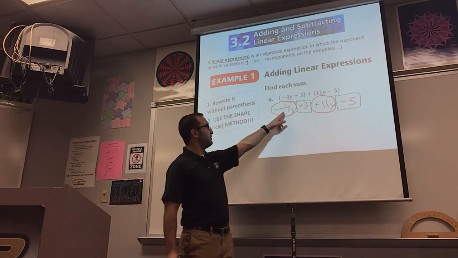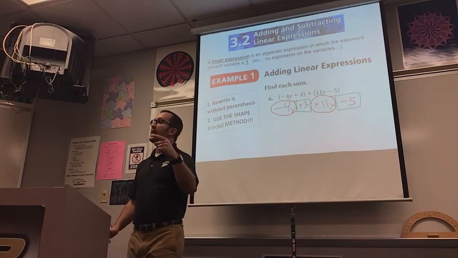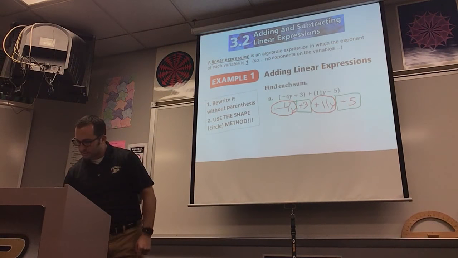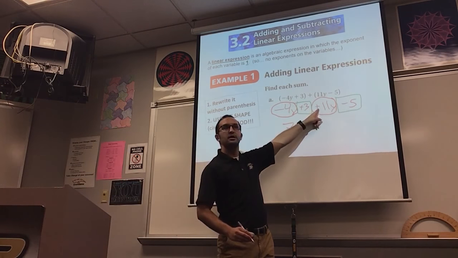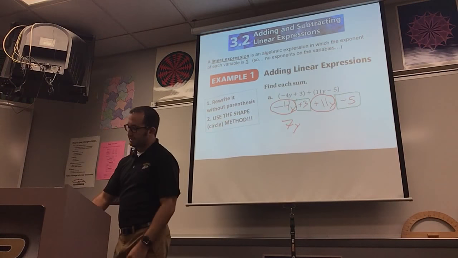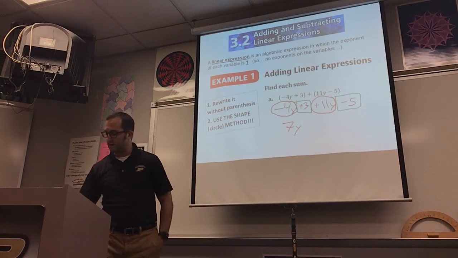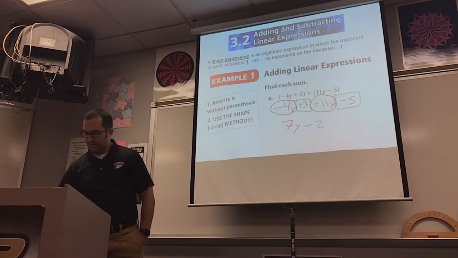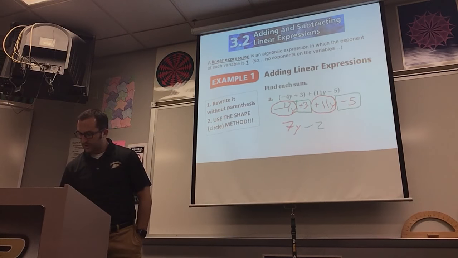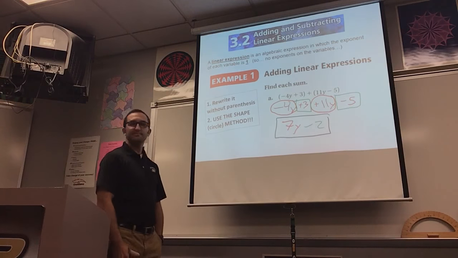So negative 4y, positive 11y, different signs, subtract, and keep the sign of the bigger one so you can be exact. So it stays positive. Good, and then I do the exact same thing for negative 5 and positive 3, which gives me a negative 2. And that is my answer. So my answer is 7y minus 2. That's the sum.